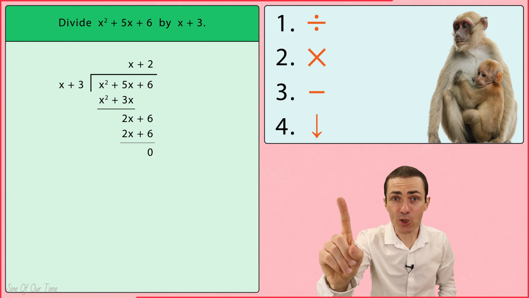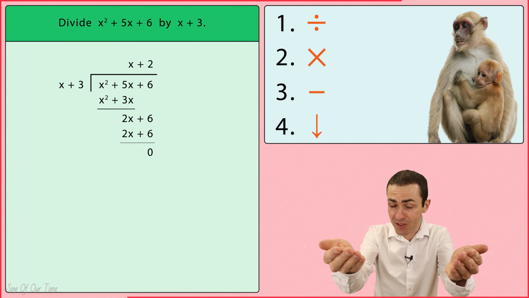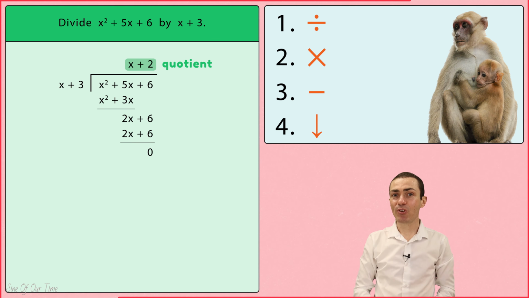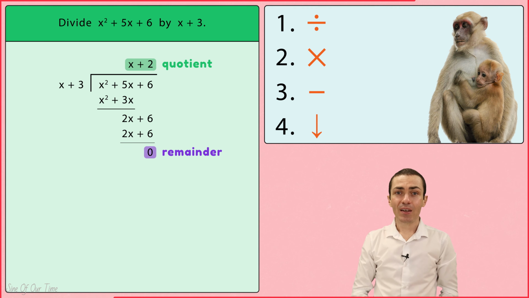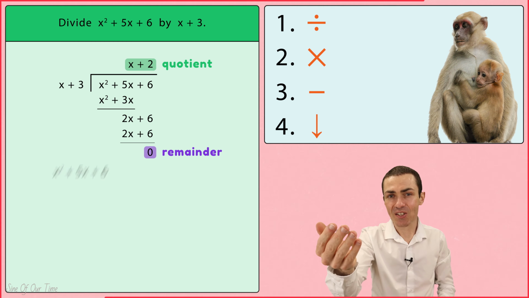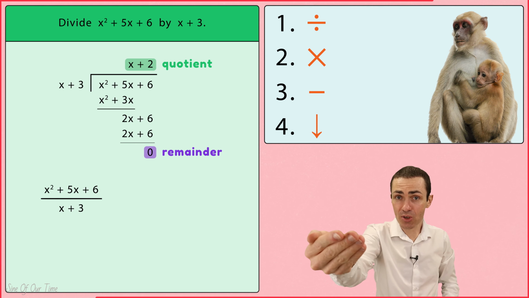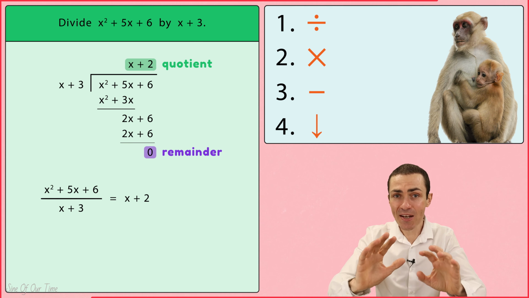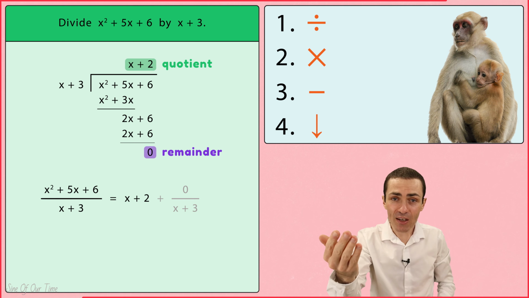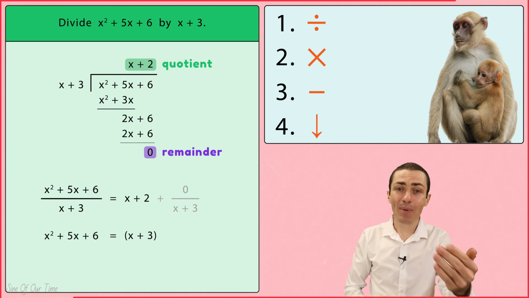The result of the division is x plus 2, which is referred to as a quotient. The 0 that appears at the bottom of our calculations is referred to as a remainder. In other words, when we take x squared plus 5x plus 6 and we divide by x plus 3, our result is x plus 2 and there is no remainder. Another way we could write this is x squared plus 5x plus 6 can be written as x plus 3 multiplied by x plus 2.